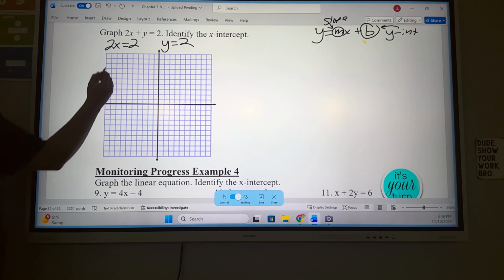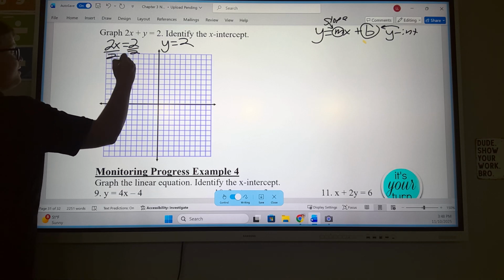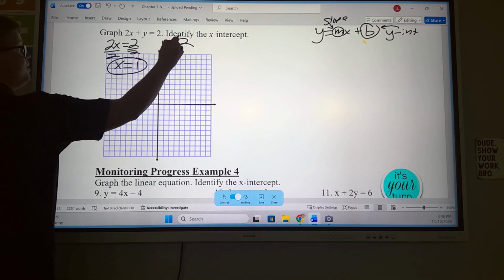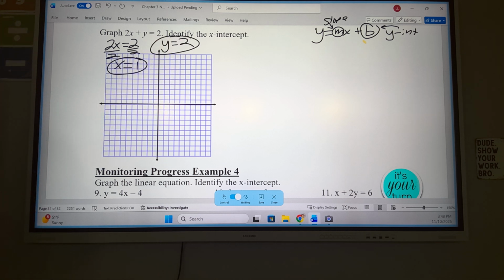2x equals 2. All we have to do is divide by 2 to get our x-intercept of 1. Now, for y, it's already solved for us. Our y-intercept is 2. So that's why in this situation, it's going to be much easier, especially when we have just a single y or a single x, to graph using standard form instead.